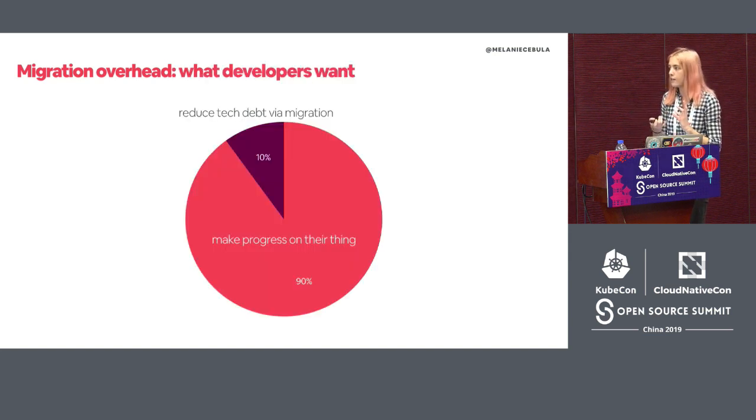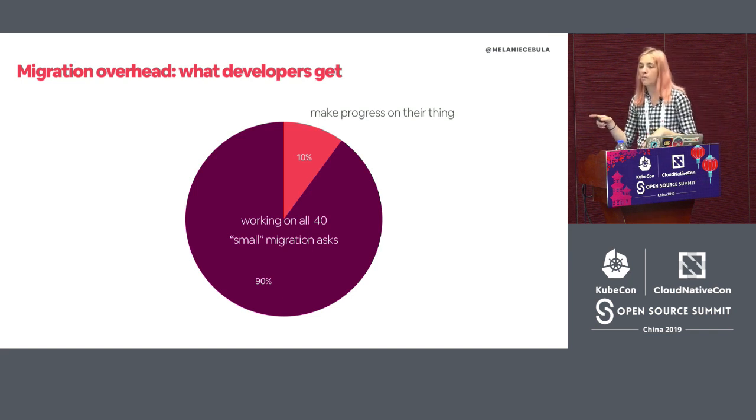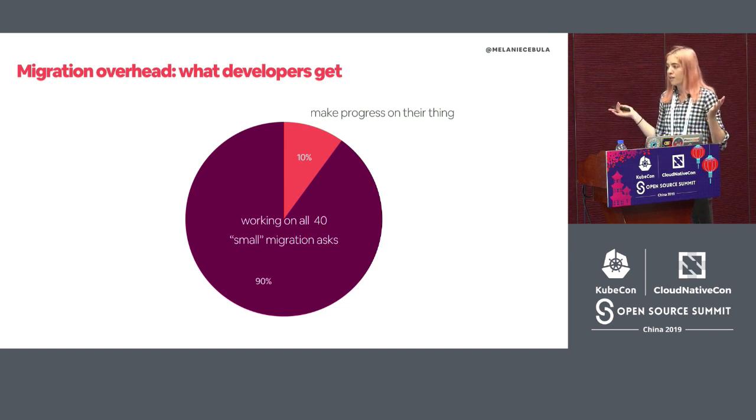And so this overhead kind of looks like this, where you want to reduce the tech debt via migration. So developers want this. They basically want to spend some time reducing tech debt and the rest of the time actually working on what they work on. And what developers actually get, if you're not careful, is making progress on their thing and then us saying, oh, can you migrate all these things? And actually at Airbnb, we counted how many migration asks we were asking developers to do, and it was over 40 migrations. So developers were freaking out because they're trying to make progress on the products and we're asking them to migrate all these things. Even if each migration is fairly simple, there's no way they can do all of these things.